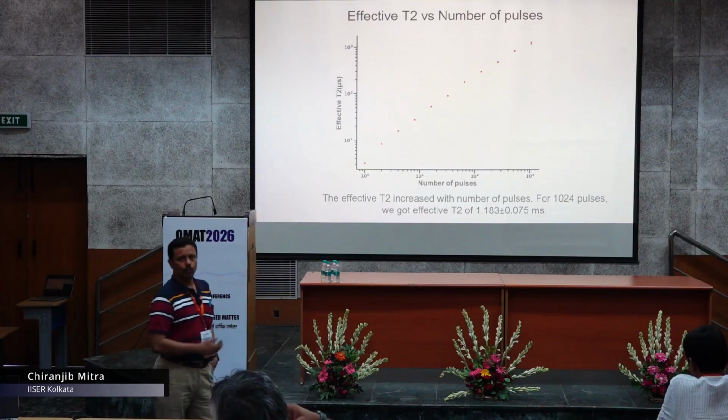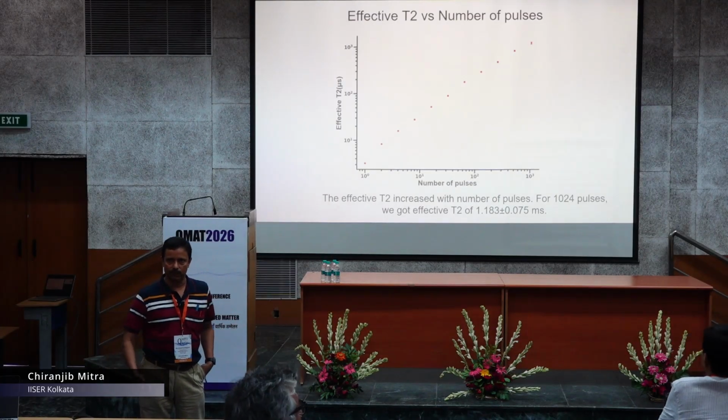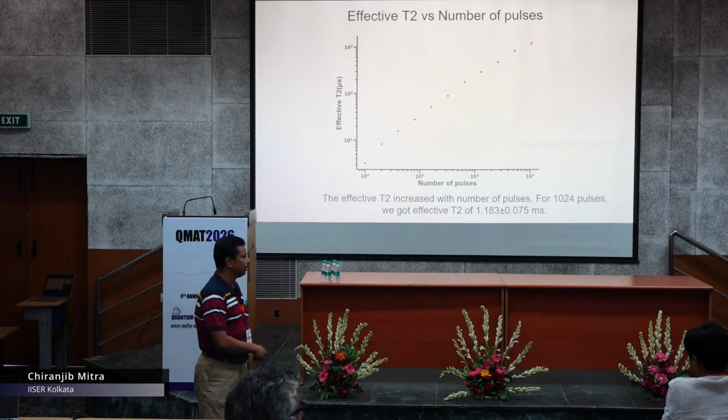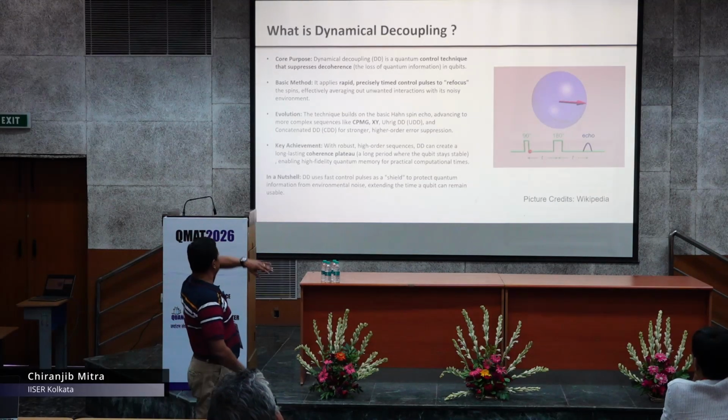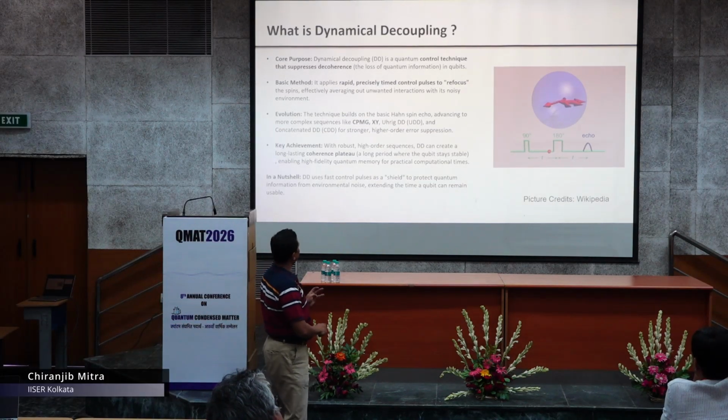Okay. So now, what makes this possible? Why is this working? How am I able to increase the T2 with this pulse sequence? So this is what is dynamical decoupling. Dynamical decoupling is basically a control.